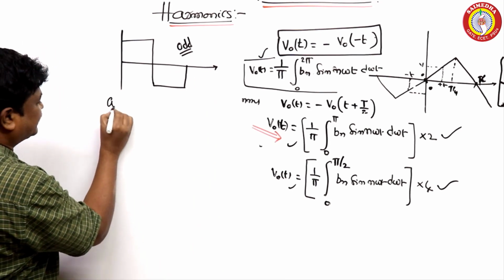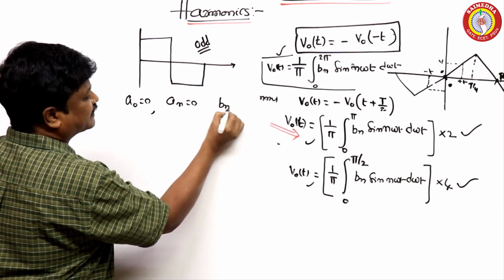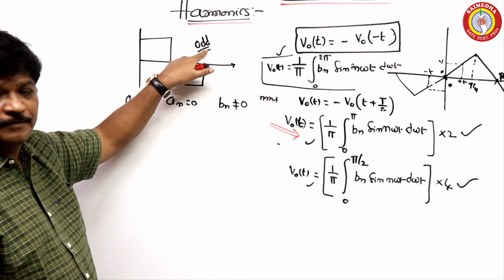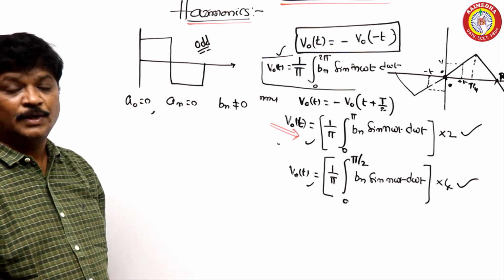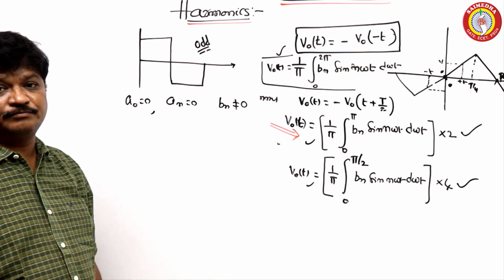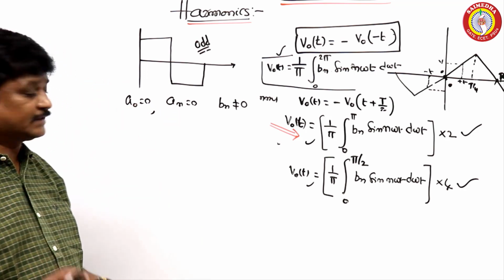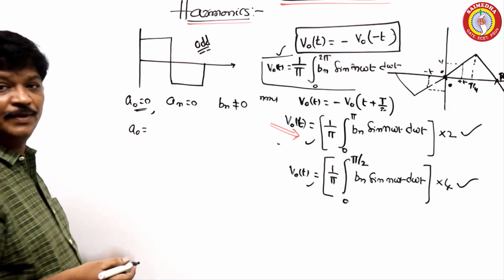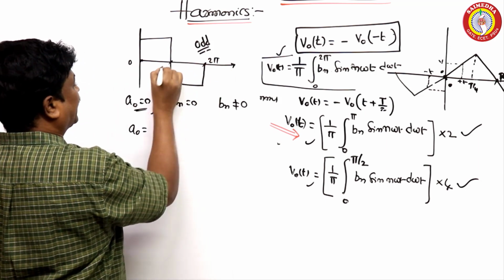Here A naught is 0, An is 0, Bn is not equal to 0. If the function is an odd function, A naught is 0, An is 0, Bn is not equal to 0. If it is an even function, An is not equal to 0. But we are looking for only the odd function. Sir, how is this An 0? How can you say? For example, this is 0, this is 2 pi, this is pi.